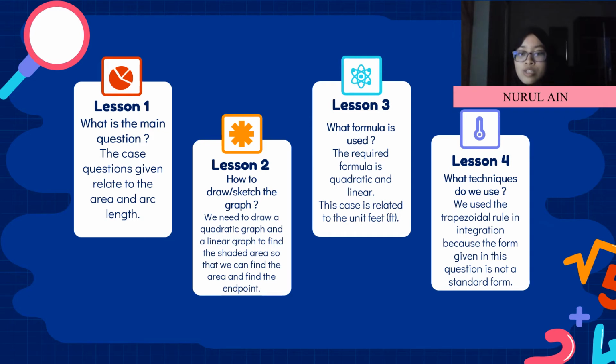Thirdly, what formula is used. The required formulas in this question are quadratic and linear. And in this case, the question is related to the unit feet. Lastly, what techniques do we use? We use the trapezoidal rule in integration because the form given in this question is not the standard form.